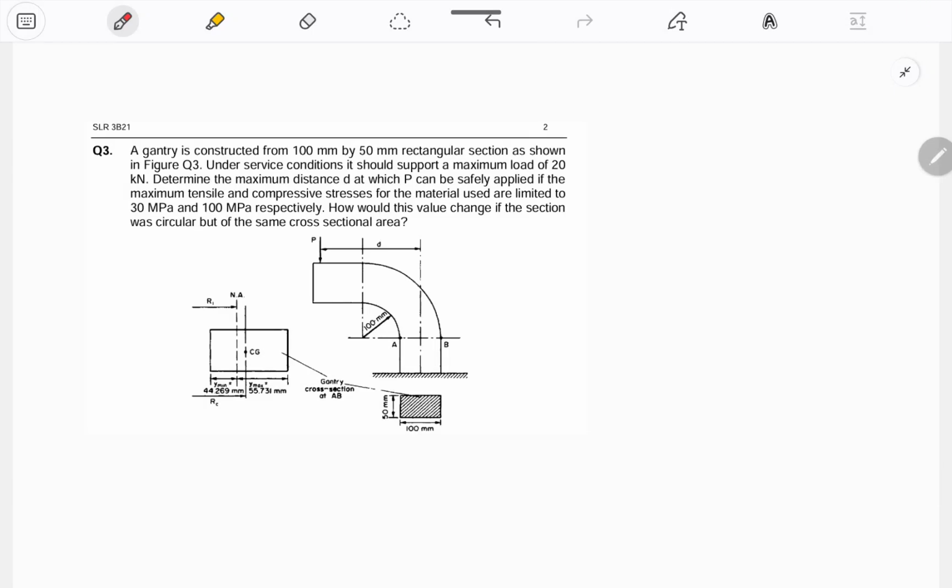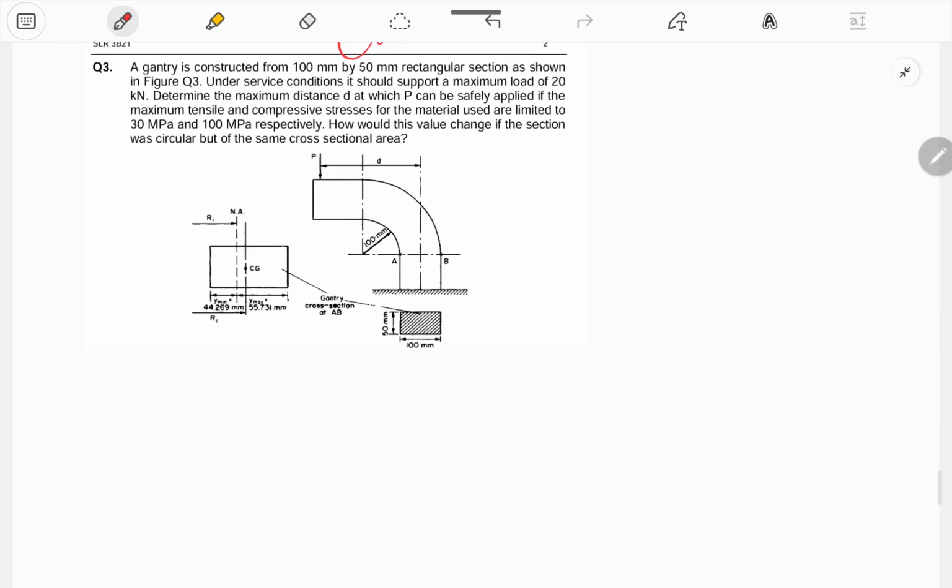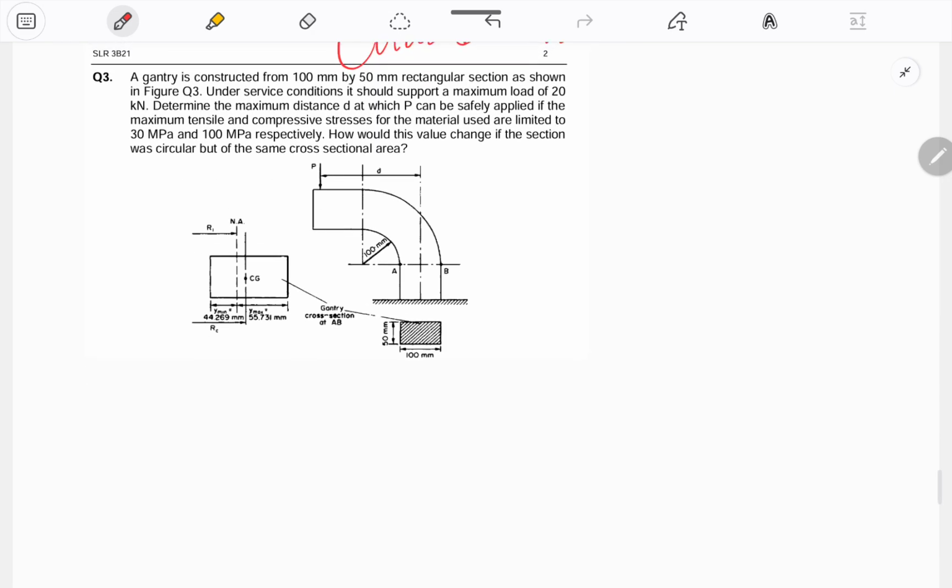Another curved beam problem. If you haven't seen it, I did the other one, the first one, which is almost the same as this one, but I recommend that you start with the other problem if you haven't seen it. So a gantry is one of those machines.